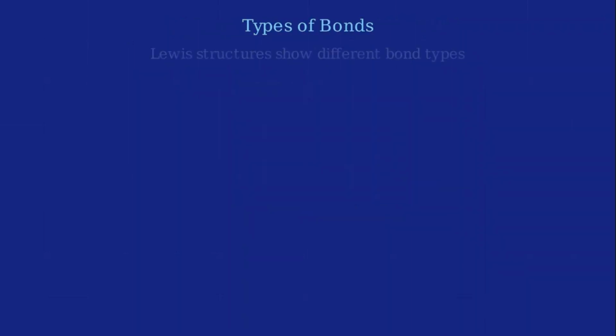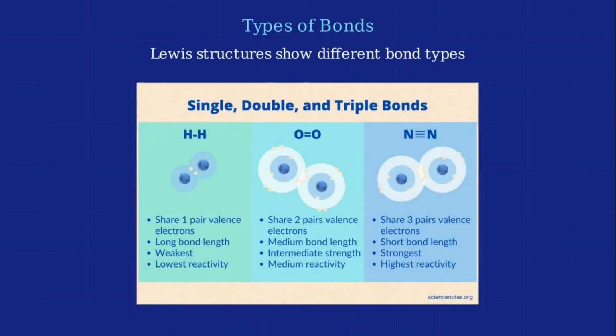Lewis structures show different types of bonds between atoms. Single bonds share 1 pair of electrons, double bonds share 2 pairs, and triple bonds share 3 pairs. As the number of shared electron pairs increases, the bond becomes shorter and stronger.